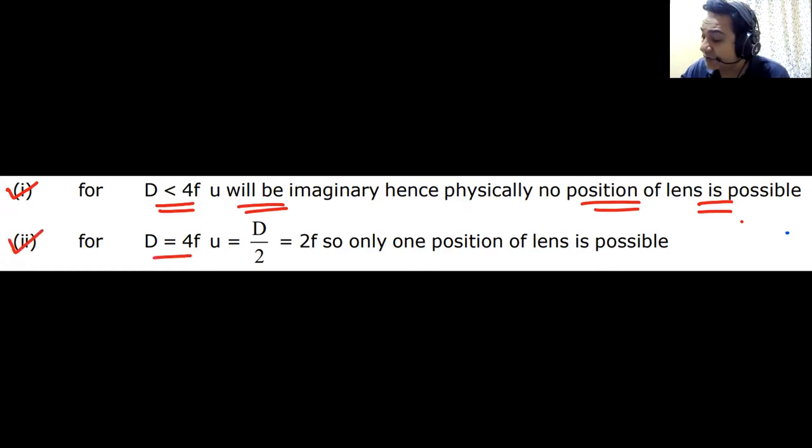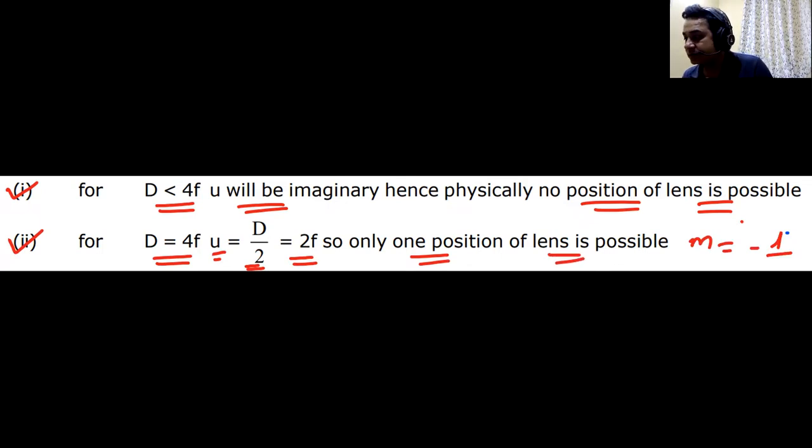If D is equal to 4F, and this will come as a question, the value of U will be D by 2, which is equal to 2F. So you place the object at 2F and you will get the image at 2F. The magnification will be equal to minus 1 in this case. Do we understand this? Yes, sir. Please note down the first two cases. Case number one, D is less than 4F. Case number two, D is equal to 4F. Then we'll move on to case number three.